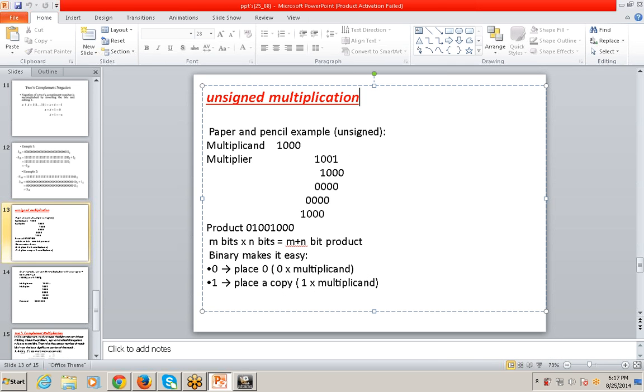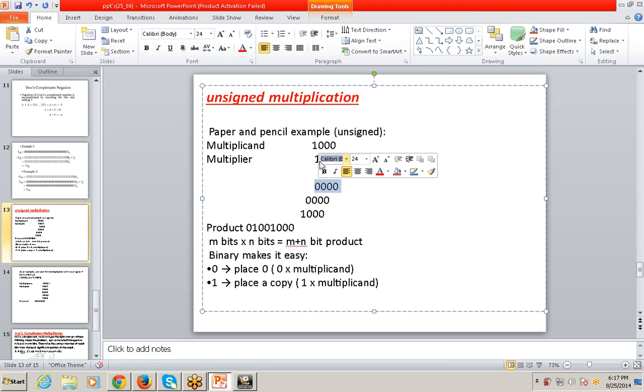Now let's see how we can multiply. This is the unsigned multiplication method, a paper and pencil example. First of all, we have the multiplicand, that is 1000, and the multiplier, that is 1001. So I have to multiply these two numbers, 1000 and 1001. First of all, use 1 times 1000, that is 1000. Then use 0, that is 0000. Then another 0, that is 0000. Then use 1, that is 1000.